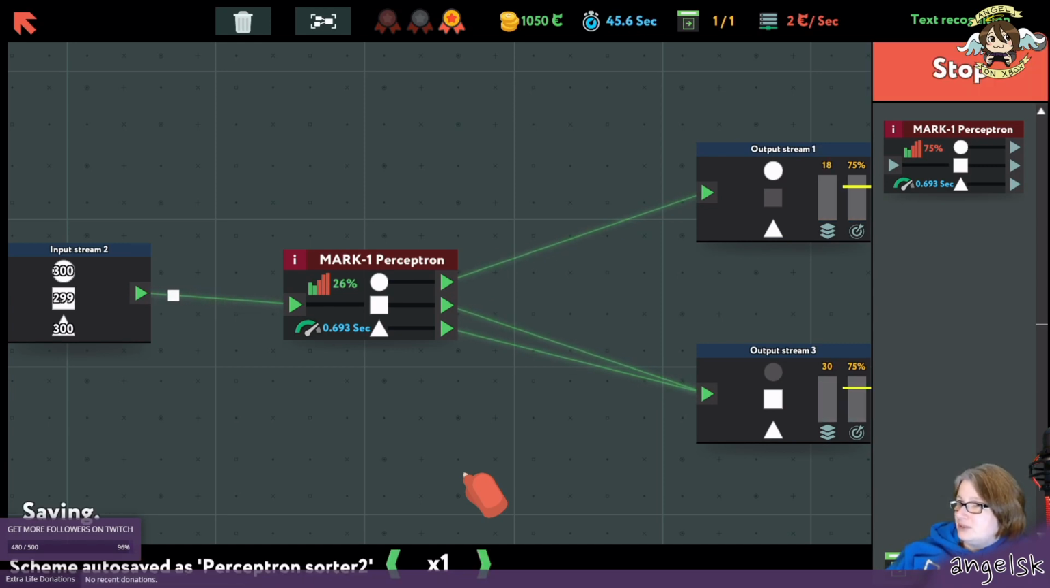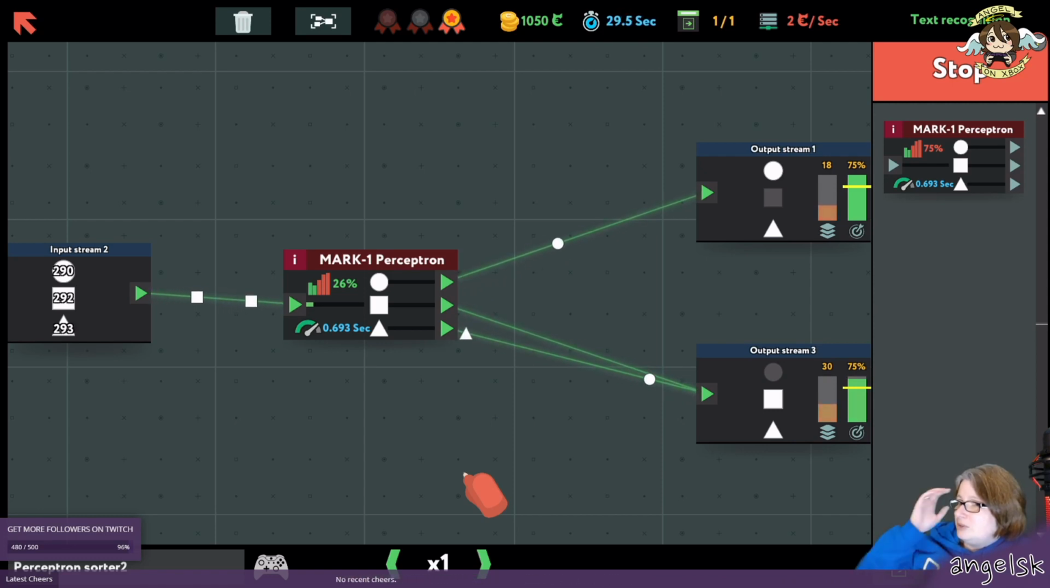Okay, test run. I don't know why we're sorting vowels and it's still giving us circles and squares and triangles.